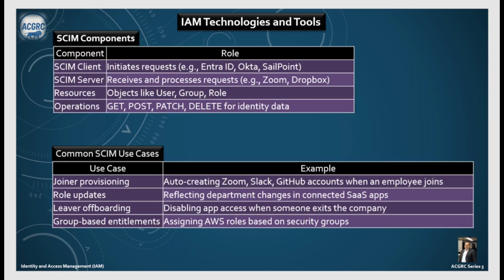So what are the components? In SCIM we have client, server, resources, and operations. The client initiates the request. The server receives and processes the request. Resources are objects like users, groups, roles. Operations would be GET, POST, PATCH, DELETE for identity data. Use cases: it is used in provisioning, offboarding, role updates, and entitlements.